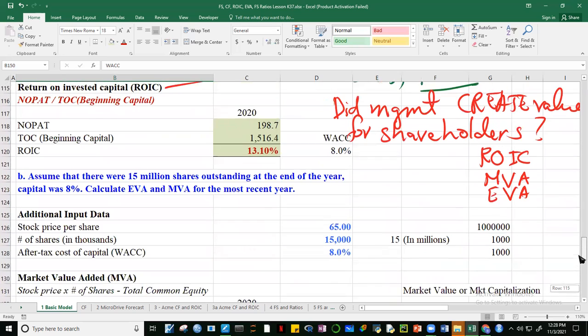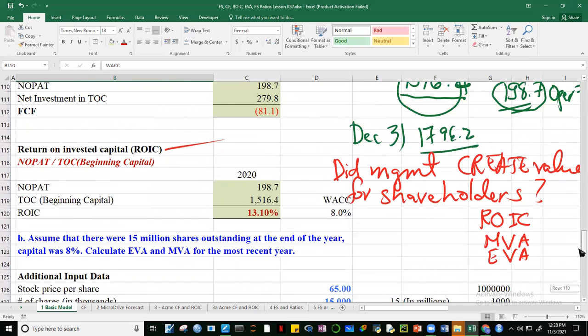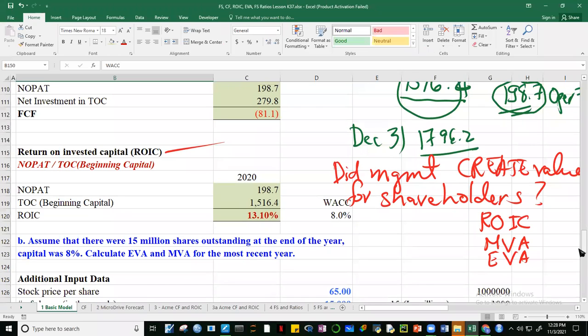So very quickly now, guys, I have 2 minutes just to recapitulate. We would like to know if management was able to create value for the shareholders. How do we answer that? There are certain metrics that we can use: ROIC, and then MVA and EVA. All of them revolve around a certain story.